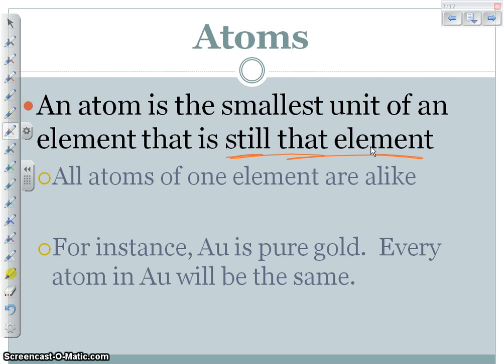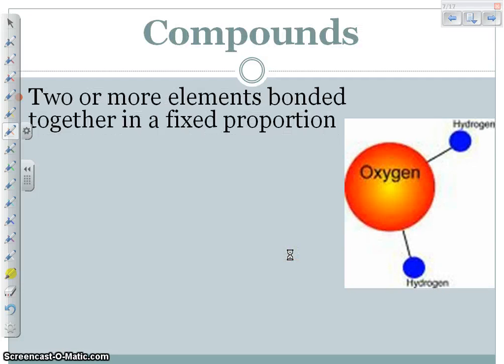All atoms of an element are going to be alike, so every gold atom is going to be like every other gold atom in a chemical sense. And so Au, we talk about as gold, every atom of Au is going to be the same. Yes, it is a very large generality. We are going to look at in the coming weeks how you can have slight changes here and there, but chemically they will have the same properties, being identical to each other.